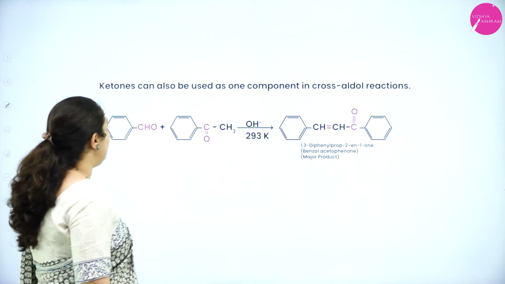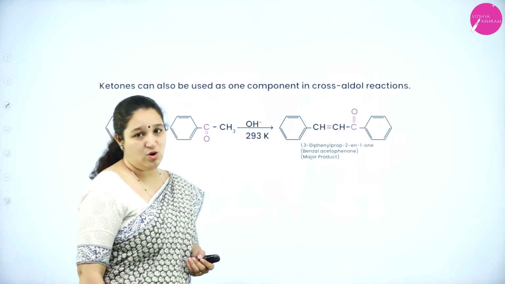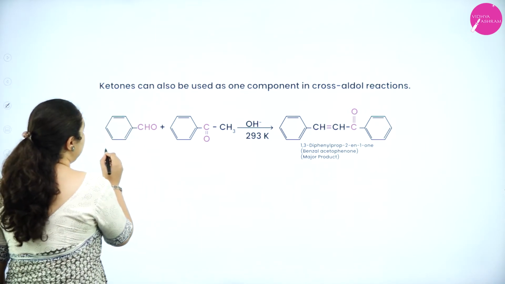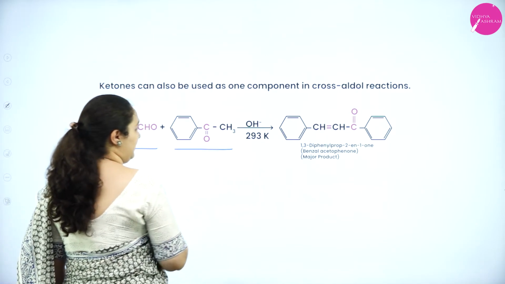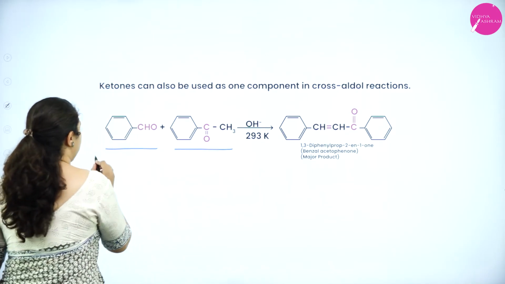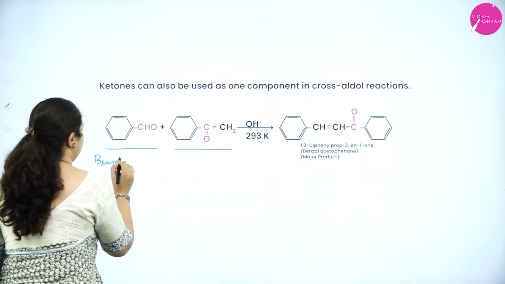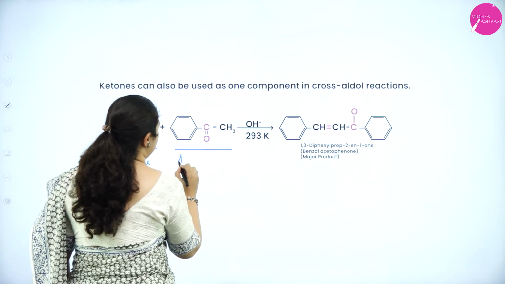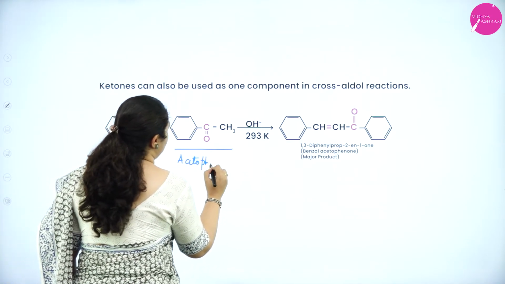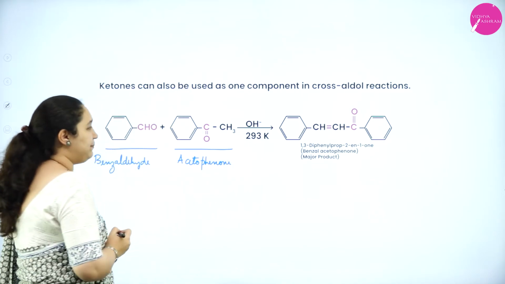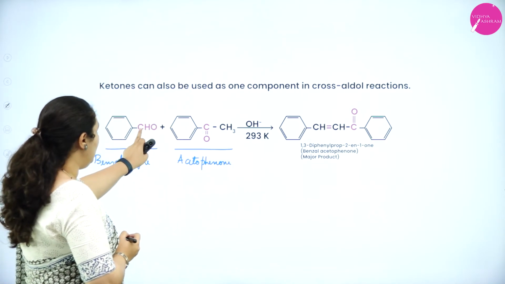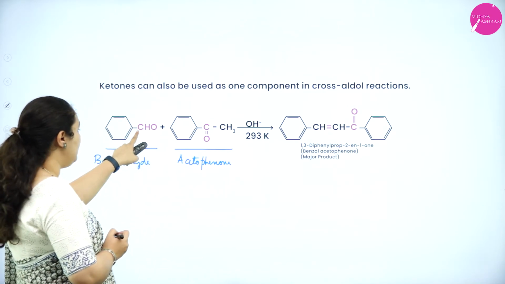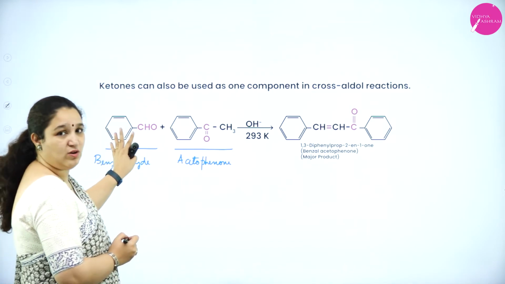The second example is that ketones can also be used as a component in cross-aldol reaction. We have one example where we are taking an aldehyde and a ketone. Okay. This is benzaldehyde and this is acetophenone. Now, what is happening here? Here you can see alpha hydrogen. This one does not have alpha hydrogen at all.